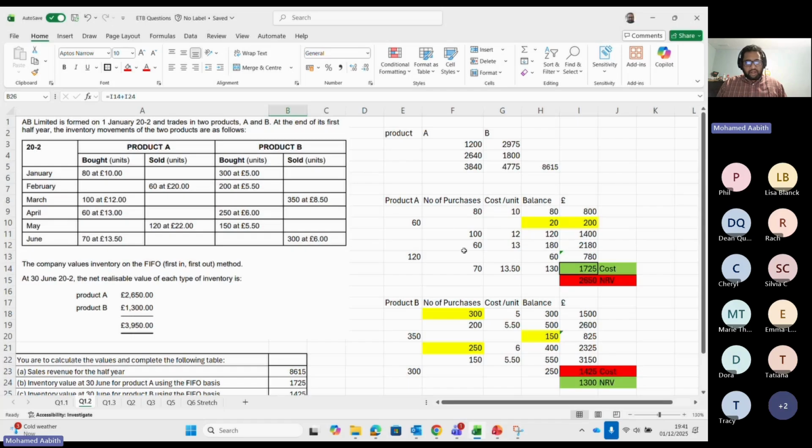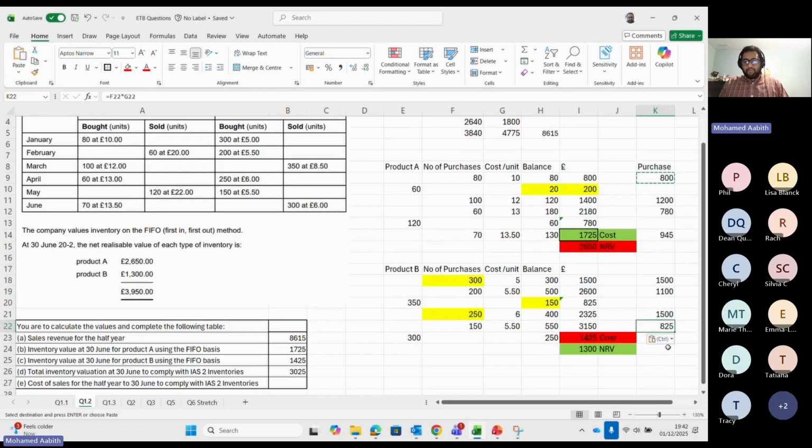First, product A. So total purchases. So this times this times, I can easily do this way. Okay, so here purchase cost is going to be equal to that times that. So I'm going to simply copy this formula and paste it in all of those here, and also here, here, here. These are my total purchasing costs.